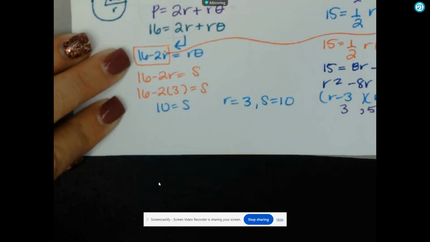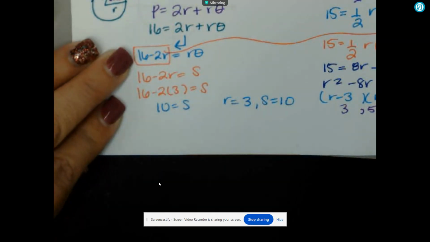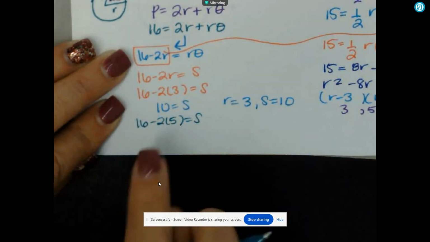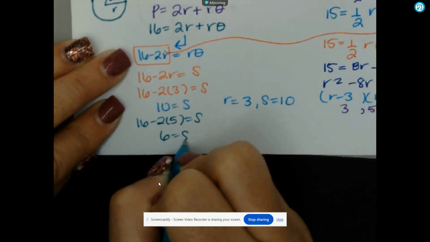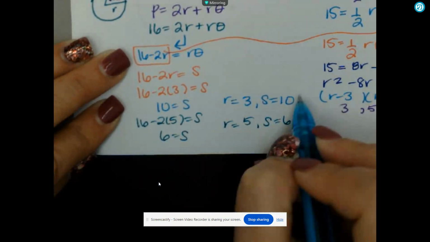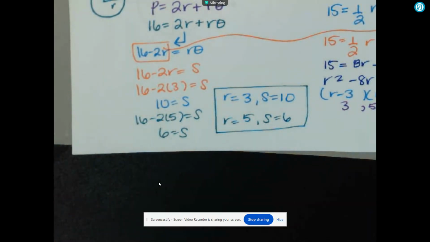Is everybody with me? And then we're going to do the same thing for 5. So 16 minus 2 times 5. So 2 times 5 is 10. What's 16 minus 10? So when R equaled 5, S equaled 6. So there were 2 options there for your R and your S.